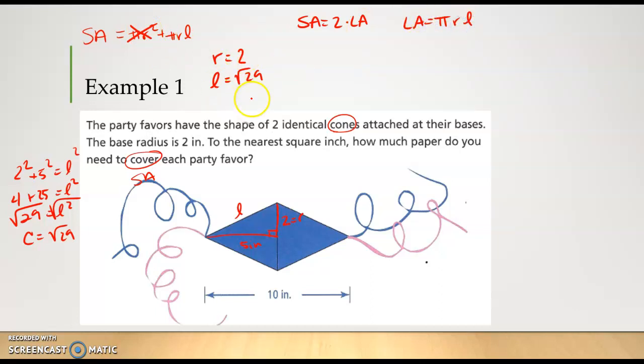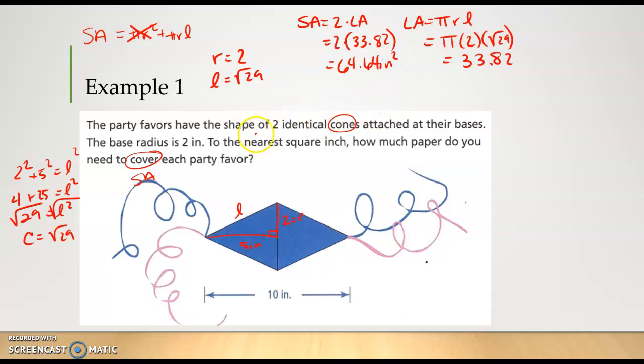So when I plug in 2 and the square root of 29, pi times 2 times the square root of 29, and I plug that all into the calculator using 3.14 because that's what we have been using, I am going to get 33.82. All right, so that's my lateral area. I've got 2 of those. So now I'm just going to take 2 times that 33.82, and my answer is 64.64 inches squared.